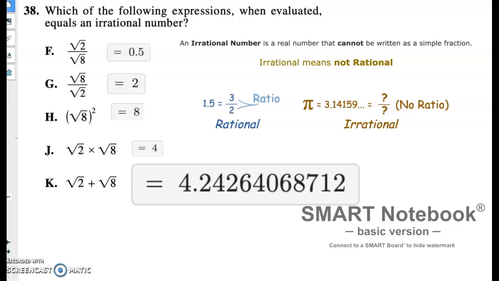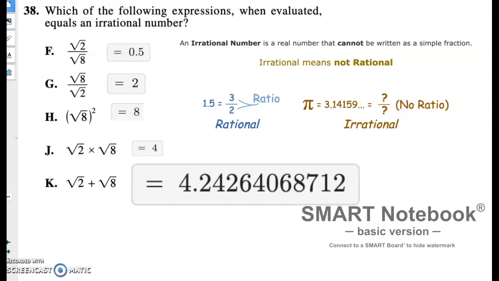All right, this problem says which of the following expressions, when evaluated, equals an irrational number? So, as a recap, an irrational number is a real number that cannot be written as a simple fraction. So here, if we look at some examples, 1.5 we can write as 3 over 2. That's a ratio, a simple fraction. So that was considered a rational number.